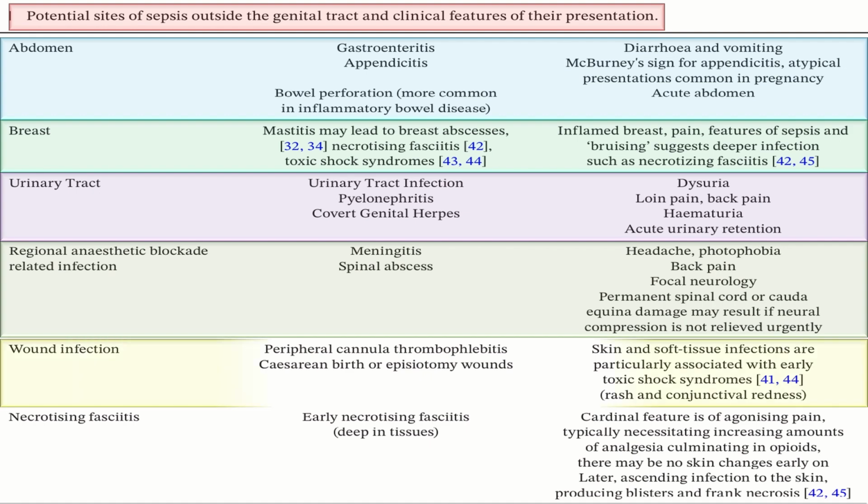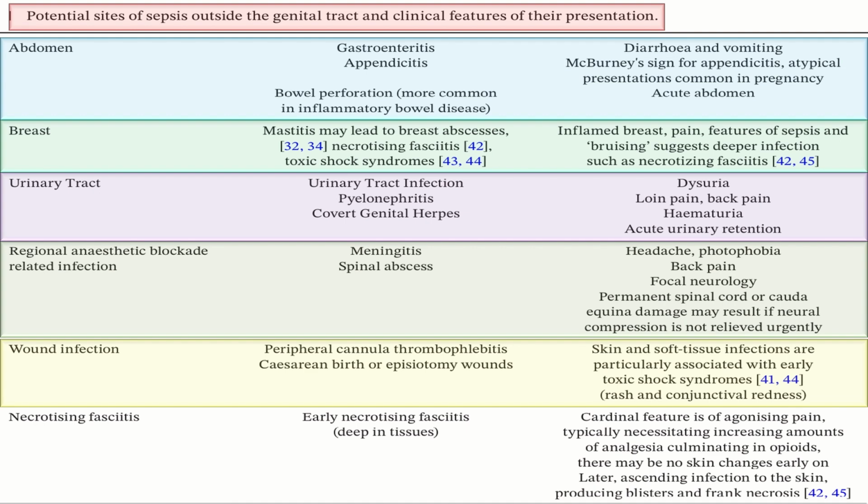In case of wound infection, suspect peripheral cannula phlebitis, cesarean birth, or episiotomy wounds. The patient may present with skin and soft tissue infection. These are particularly associated with toxic shock syndrome. Other features include rash and conjunctival redness.